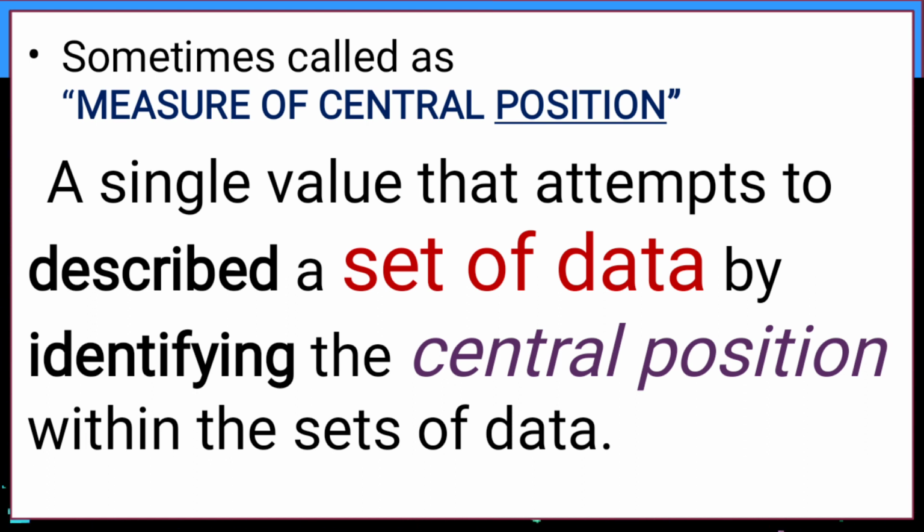It is a single value that attempts to describe a set of data by identifying the central position within the set of data. So it means that measures of central tendency are the methods that we can use to determine information regarding average, ranking, and category of any data distribution. The mean, median, and mode are the three tools in obtaining the measures of central tendency. Those three are the most used tools for getting the measures of central tendency.